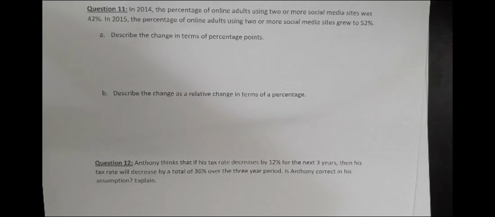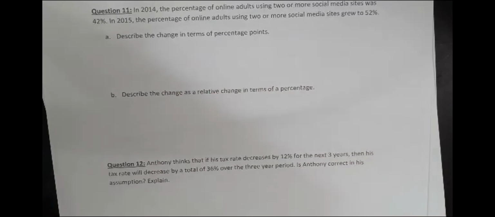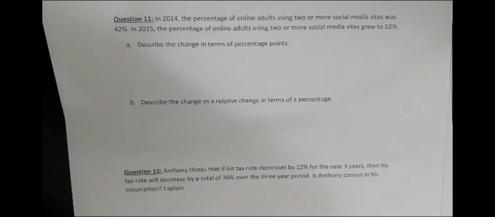So in question 11, in 2014, the percentage of online adults using 2 or more social media accounts was 42. In 2015, the percentage of online adults was 52. So what is the percentage points increase? This is going back to percentages of percentages. What does it mean when we say a percent increase? What does it mean when we say a percentage point? Those are two different things. So if we want to know percentage points, that's like which one of those things that we just found on the previous page?